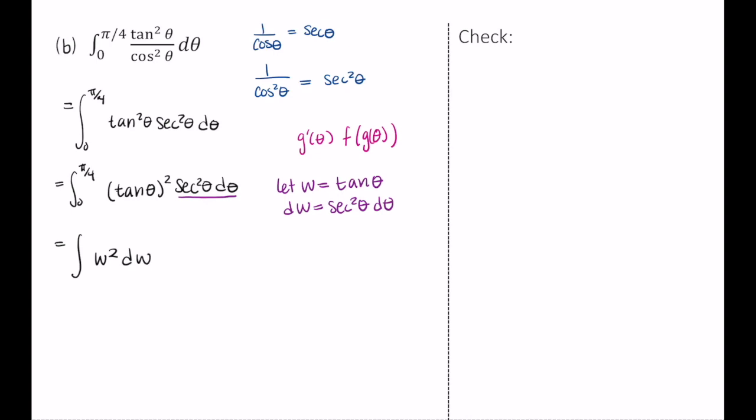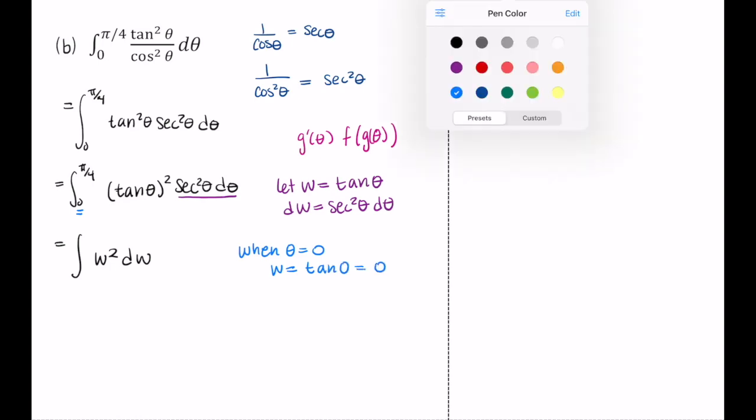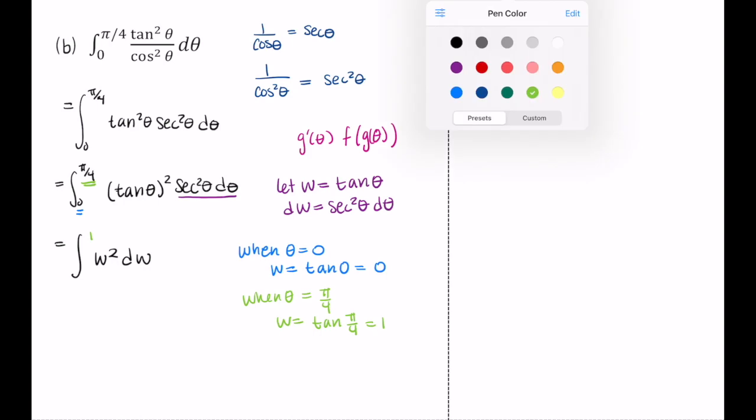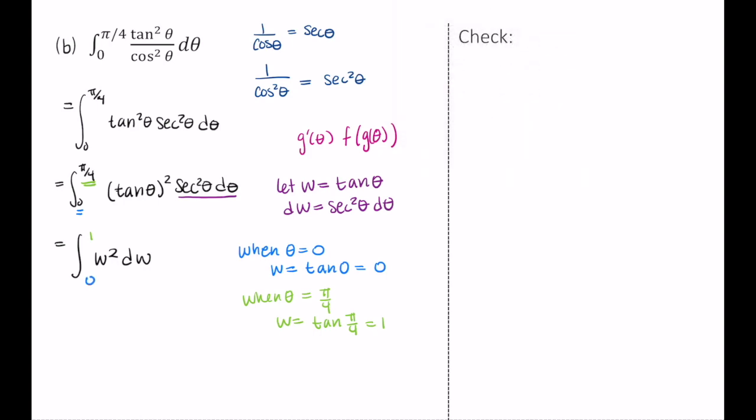So now let's discuss the limits of integration. Let's start with the lower bound of 0. When theta equals 0, w equals tangent evaluated at 0, which is just 0. For the upper bound, when theta equals pi over 4, w equals tangent evaluated at pi over 4, which is just 1. So my upper bound is 1, my lower bound is 0. So this becomes w cubed over 3, evaluated from 0 to 1. And that is just 1/3.